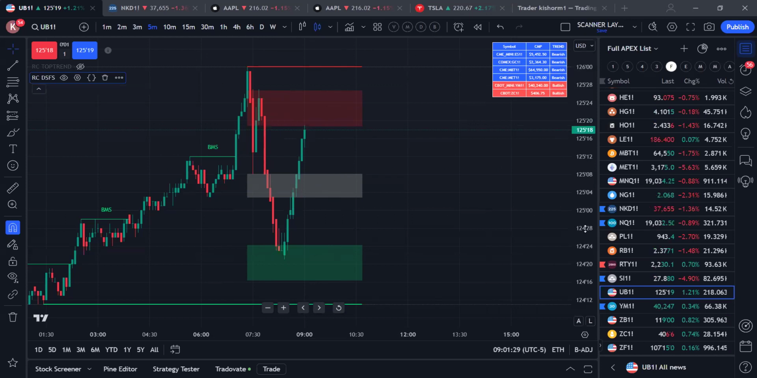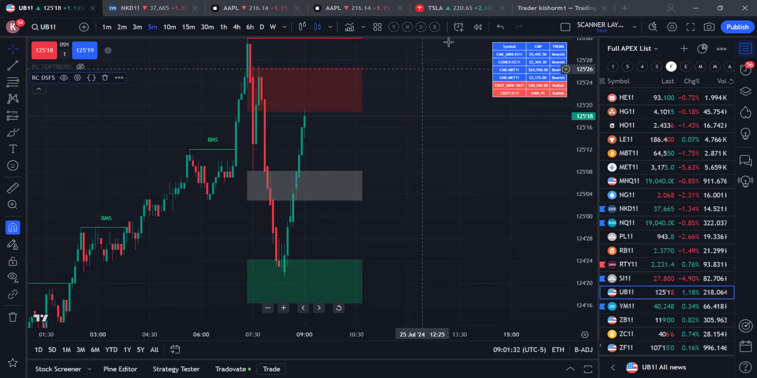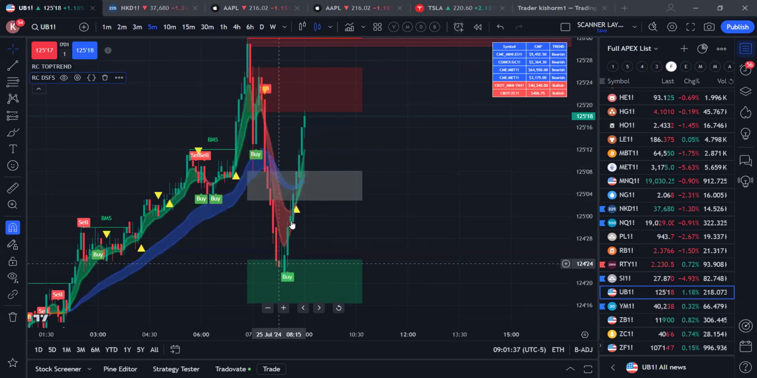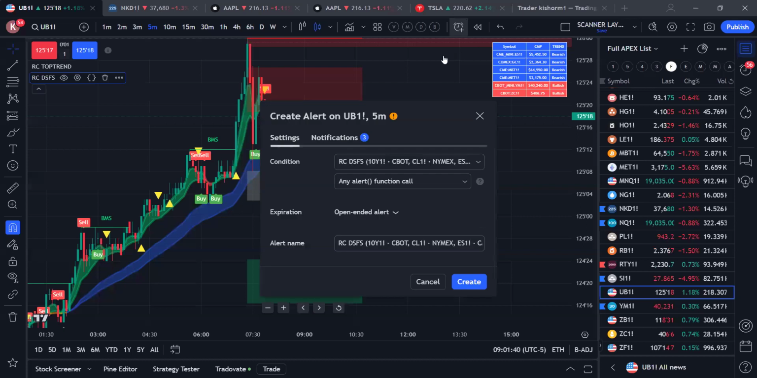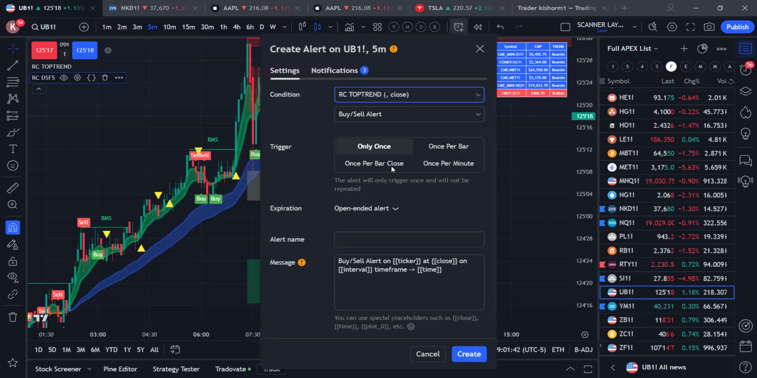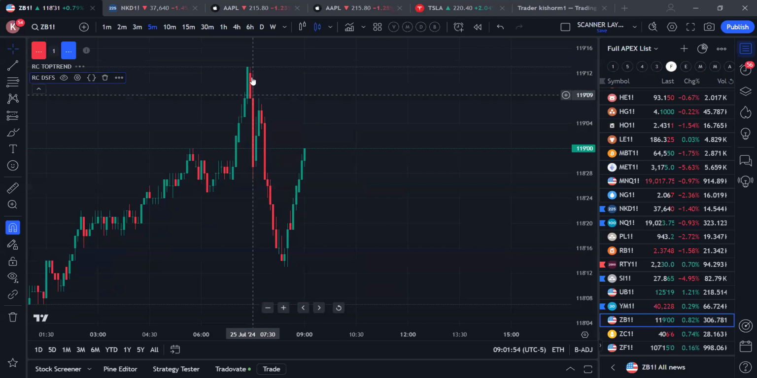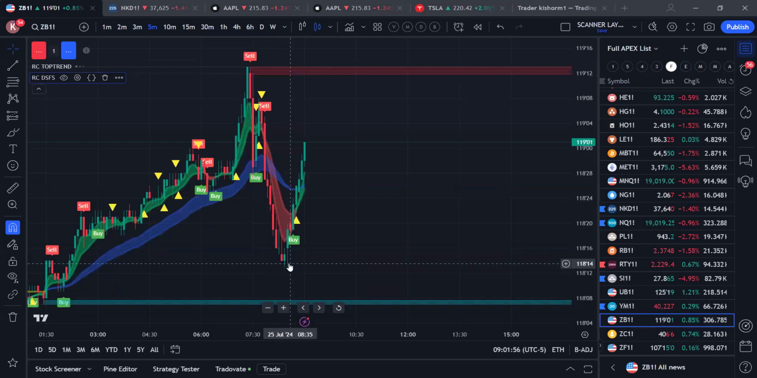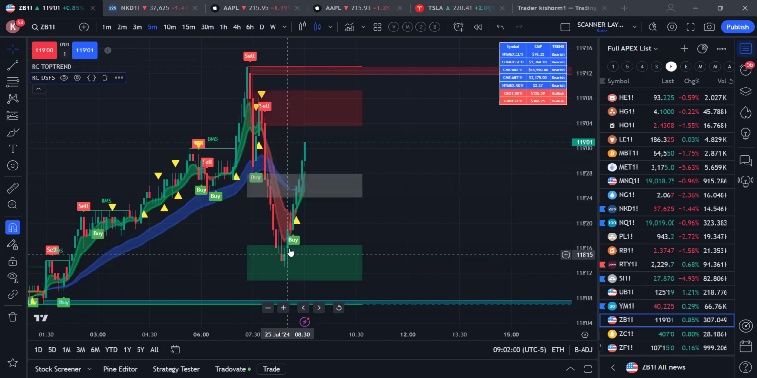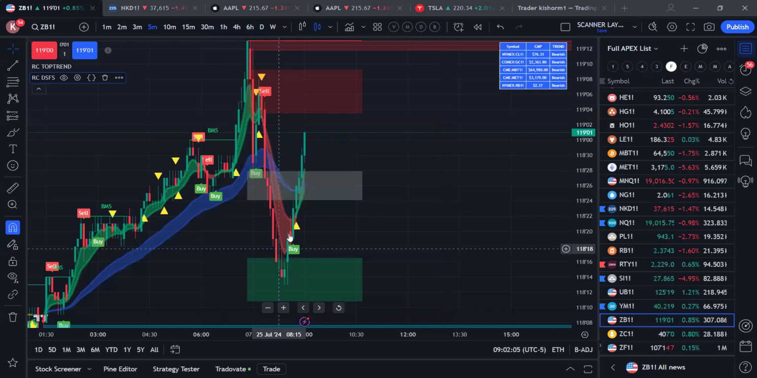So you can put a sell alert, right? Because as of now it is in a buy and it already moved so much, you can create a sell alert here. Whenever you get a sell signal, this is a good one for a short. Generally UB and ZB will move in the same direction, right? You can see that ZB is the same thing. It came all the way to the bottom, we got a buy signal, and it started going up.